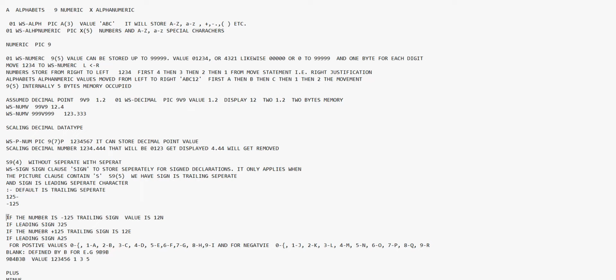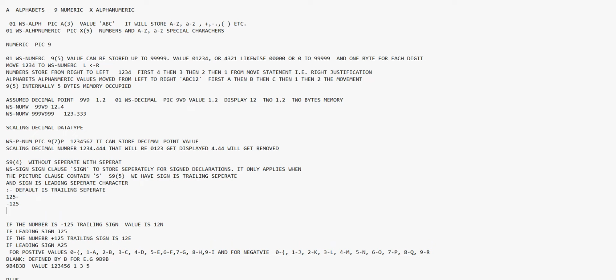Again, if you don't mention sign leading or sign trailing separate, in that case, say the number is -125 and you have stored it with picture clause S9 of 3. If you try to display this value, how will it display? It will display 12n. That means the sign is overpunched on the last byte, the last digit.